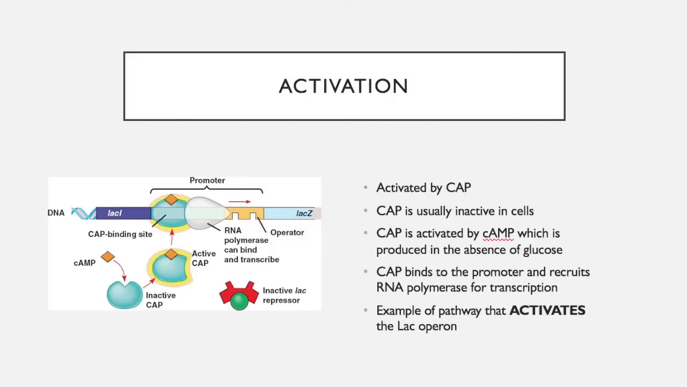The second regulatory pathway involves the protein CAP. CAP is usually inactive in cells. CAP is activated through binding with cyclic AMP. An activated CAP can then bind to the promoter and initiate transcription of the lac genes through recruitment of RNA polymerase. Cyclic AMP is generated through adenylate cyclase, which is usually inhibited by glucose. The absence of glucose will allow production of cyclic AMP and activation of transcription in the lac operon.